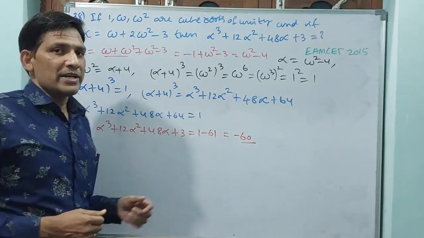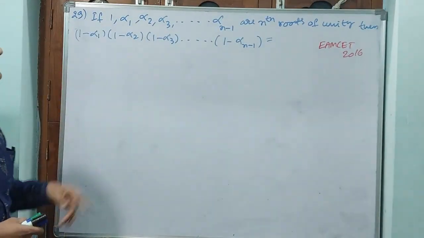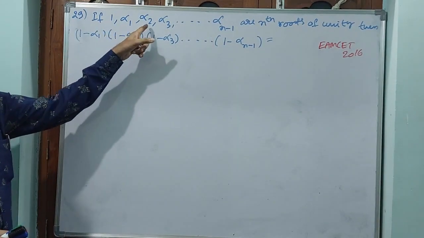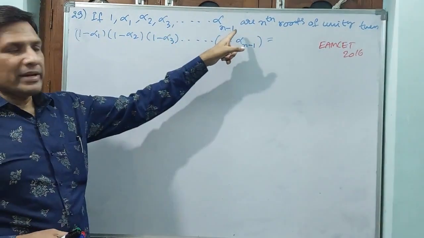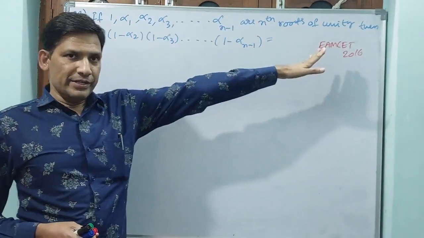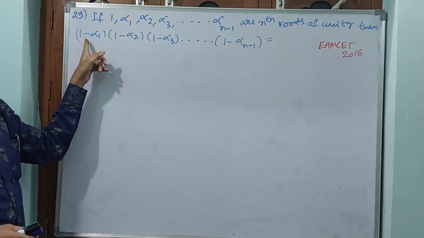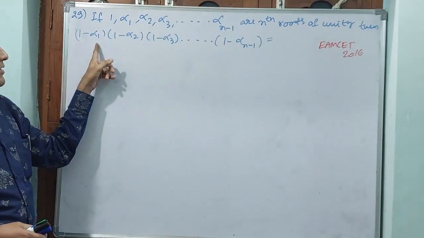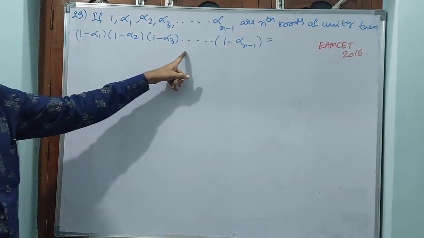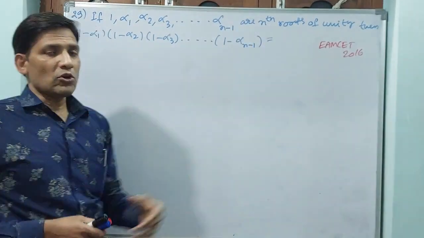Okay, let us go for question number 29. If 1, alpha 1, alpha 2, alpha 3, up to alpha n minus 1 are nth roots of unity, then 1 minus alpha 1 into 1 minus alpha 2 into 1 minus alpha 3 up to 1 minus alpha n minus 1 is equal to how much, they are asking.